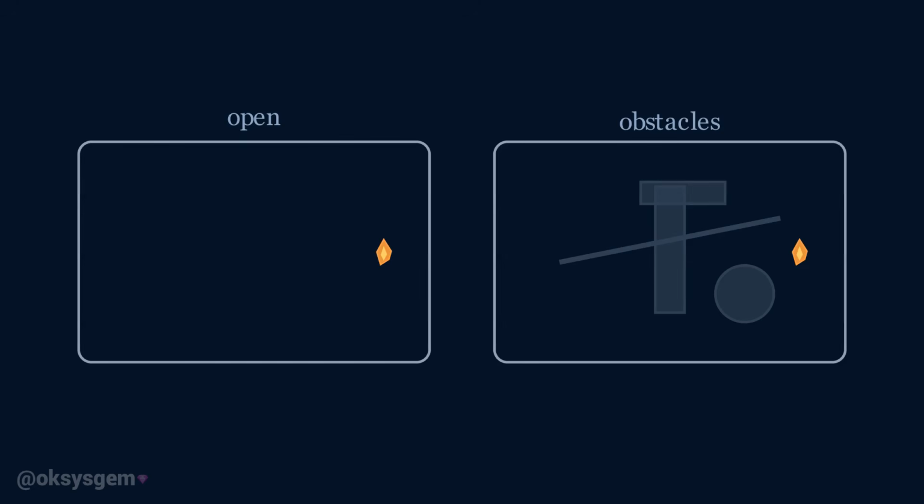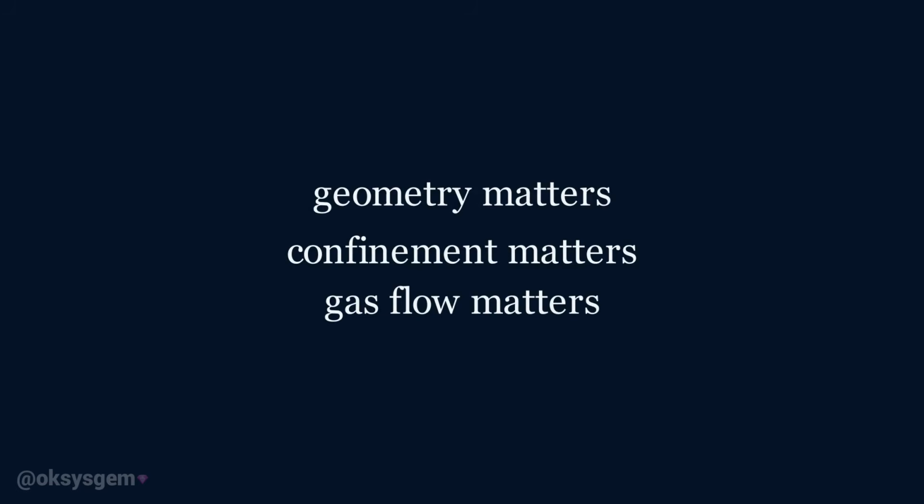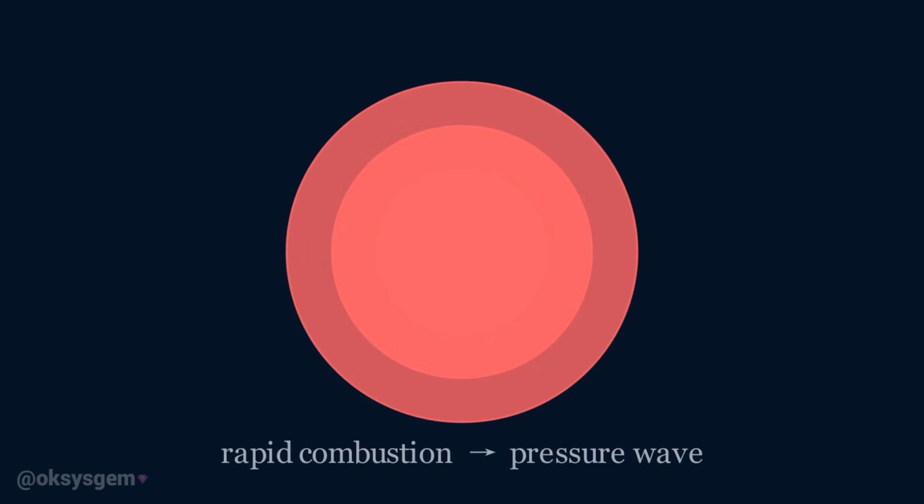This is an important idea in explosion physics. The same chemical mixture can behave very differently depending on its surroundings. Geometry matters, confinement matters, and the way gases move through an environment can strongly affect how quickly energy is released. A vapor cloud explosion is therefore not simply a large fire. It is a rapid combustion event in which expanding gases generate a significant pressure wave.